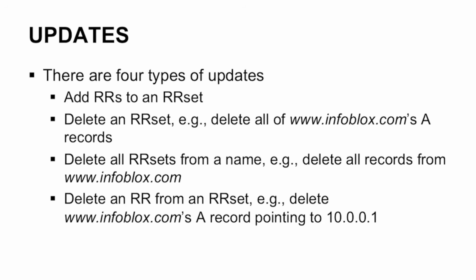There are 4 types of updates that you can perform. You can add resource records to a resource record set. You can delete an entire RRset, for example, all of the A records for www.infoblocks.com. You can delete all RRsets from a name. So, for example, delete all of the records of any type from www.infoblocks.com. And you can delete a particular RR from an RRset. For example, you can delete only the address record for www.infoblocks.com that points to 10.0.0.1.